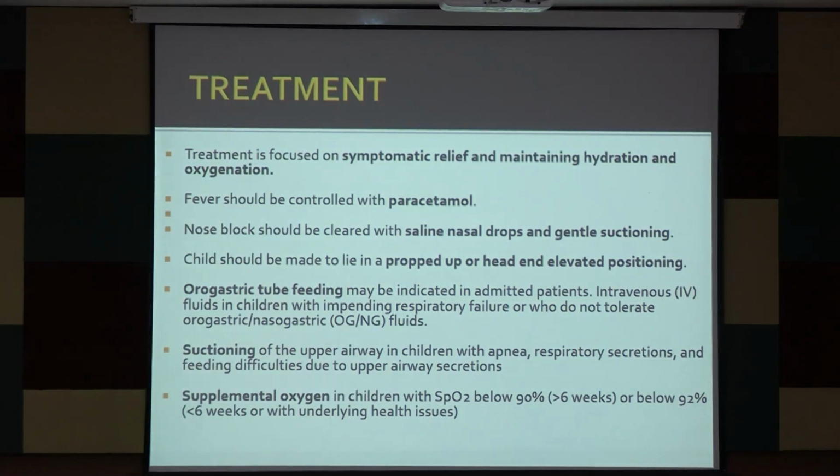Suctioning of the upper airway is done in children with apnea, respiratory secretions, and feeding difficulties due to upper respiratory secretions. Supplemental oxygen is needed if the SpO2 falls below 90% if the child is more than 6 weeks old, and below 92% if the child is less than 6 weeks old or has underlying heart disease.